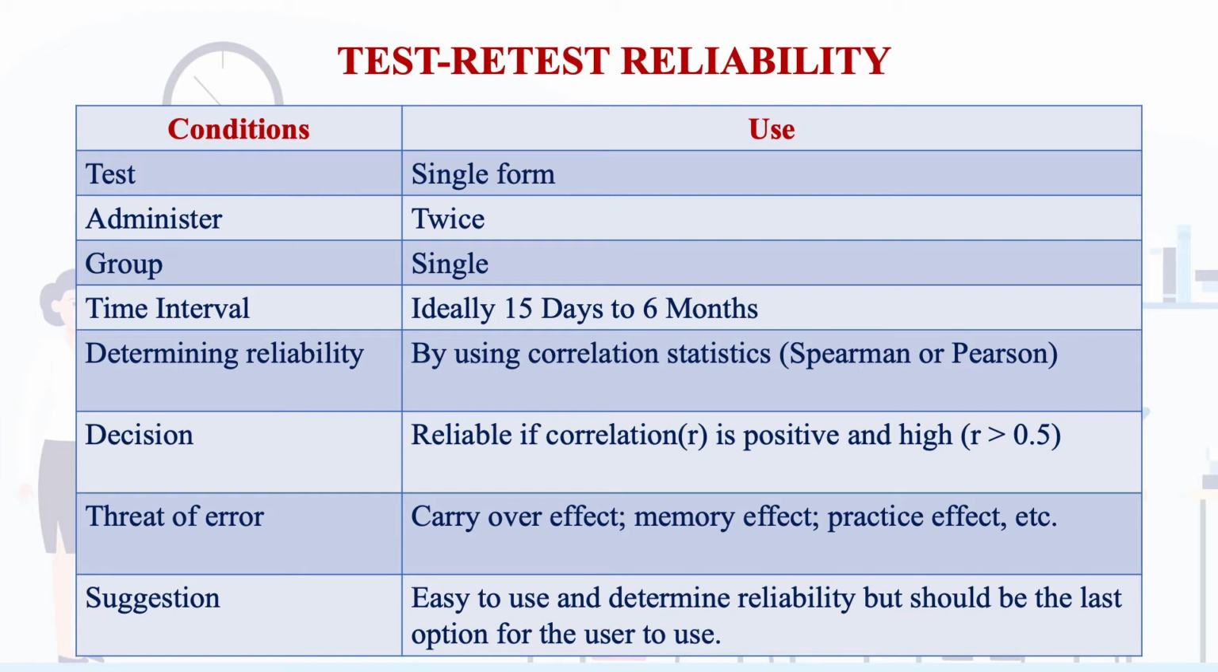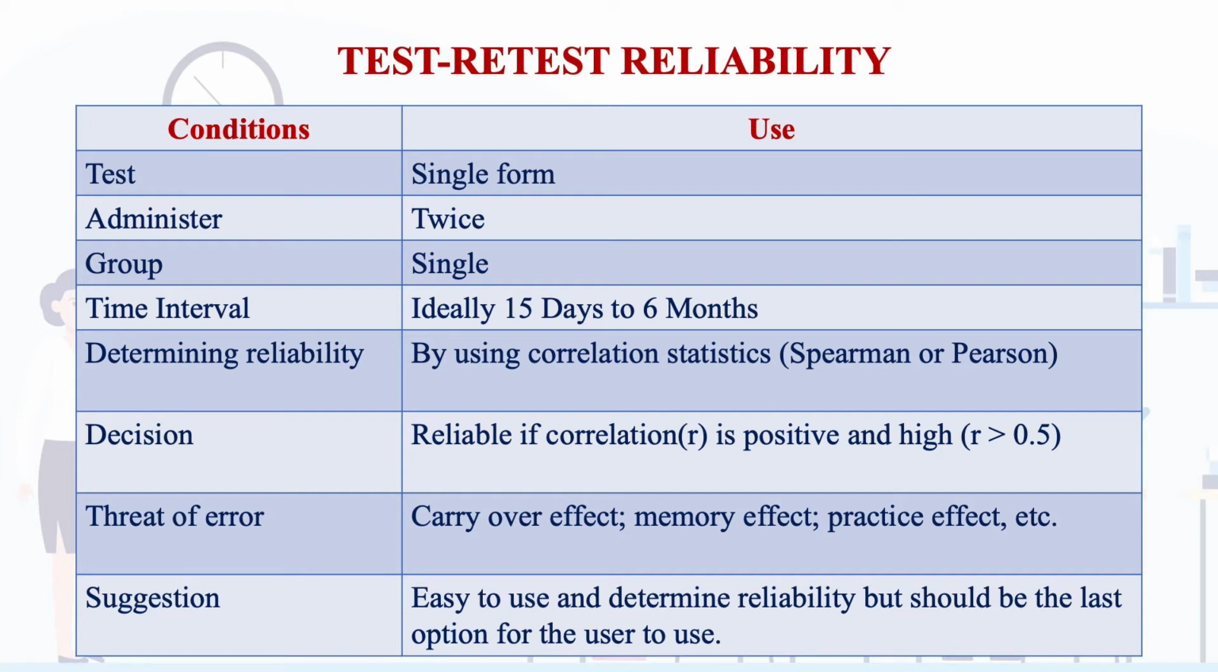So far as the time interval is concerned, ideally the interval will be from 15 days to 6 months. So the retesting, or the second administration of the test, should not be done before 15 days or after 6 months. Retesting will be done within the gap of 15 days to 6 months. And further, how to determine reliability? By using the correlation coefficient or correlation statistics, just like the Spearman correlation method or the Pearson correlation method.